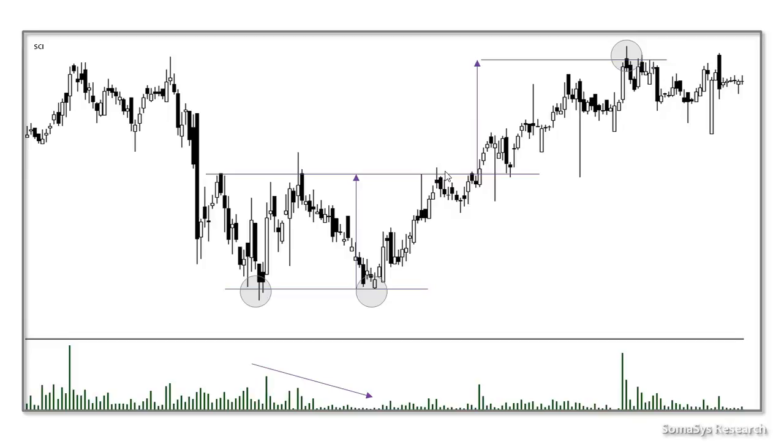Given these two additional points, we have to make sure that the resistance line is drawn in such a fashion that it takes into account all the points. Also, we have to make sure that no close is lying outside this line.